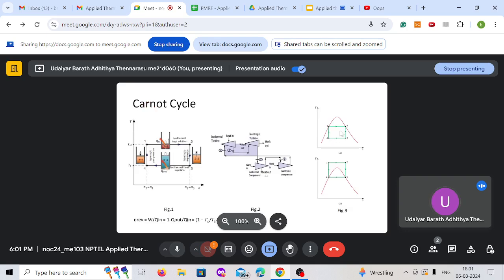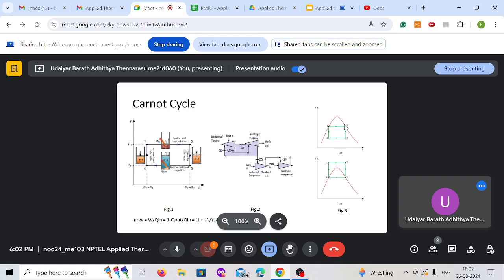So, starting with the Carnot cycle. The Carnot cycle, as shown in the figure, has 4 processes. We start with an isothermal heat addition, 1 to 2, where you maintain constant temperature, and then 2 to 3 is isentropic expansion, a reversible adiabatic process. Then 3 to 4 you have isothermal heat rejection, and then 4 to 1 isentropic compression. So these are the 4 processes, consisting of 2 isothermal and 2 isentropic.